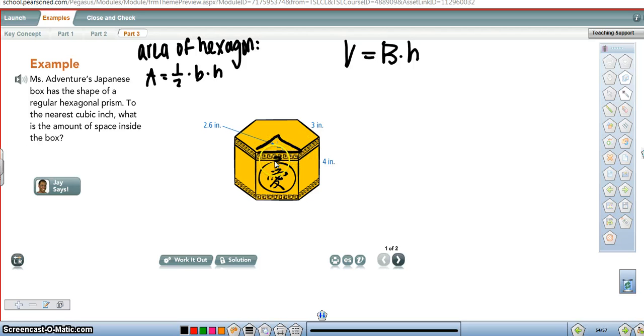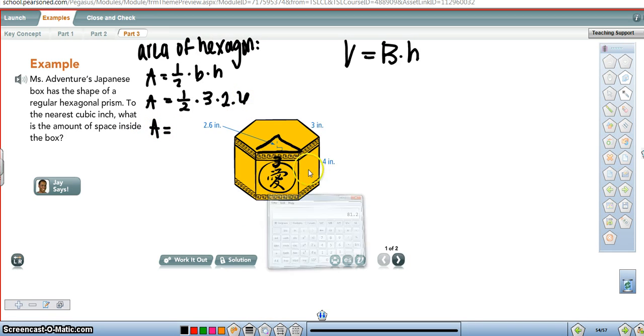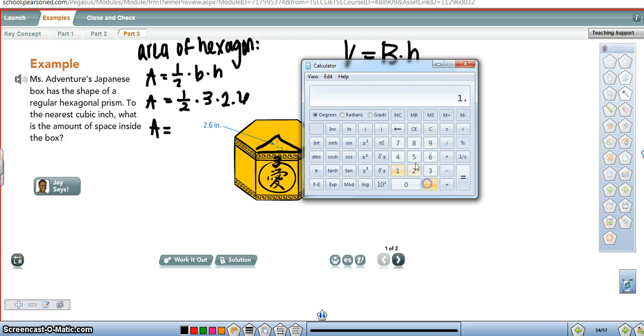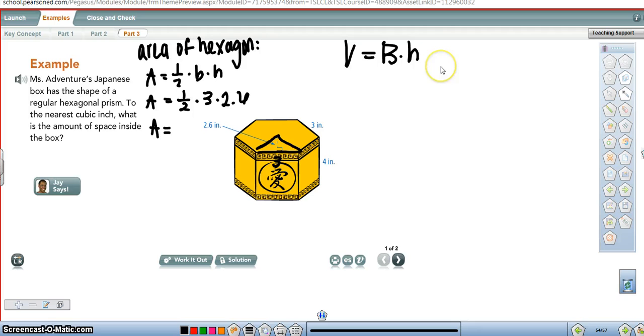its base is 3, like all the way around here, 3, 3, 3, and its height is 2.6. So I would do 1/2 times 3 times a height of 2.6. 1/2 of 3 is 1.5. 1.5 times 2.6 is 3.9. That is the area of one triangle.